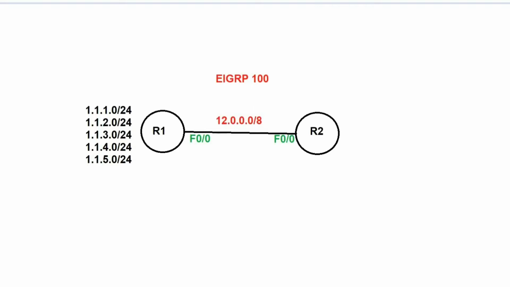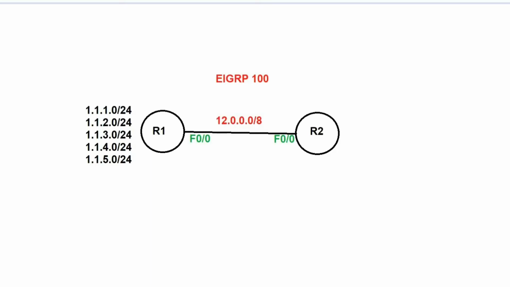Guys, today in this short video I am going to configure EIGRP on a Cisco 2800 series router. So yes, on a real device I am going to configure EIGRP. I am not going to configure it in Packet Tracer or in GNS3.